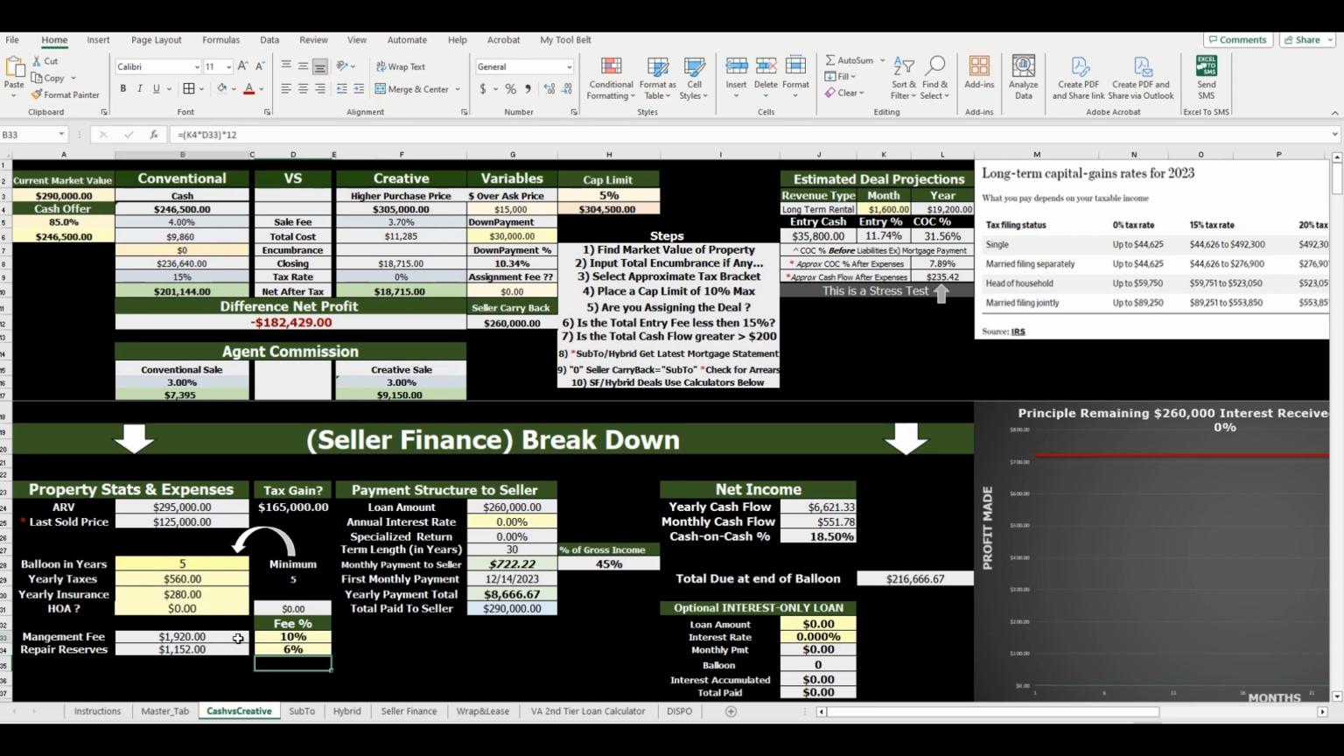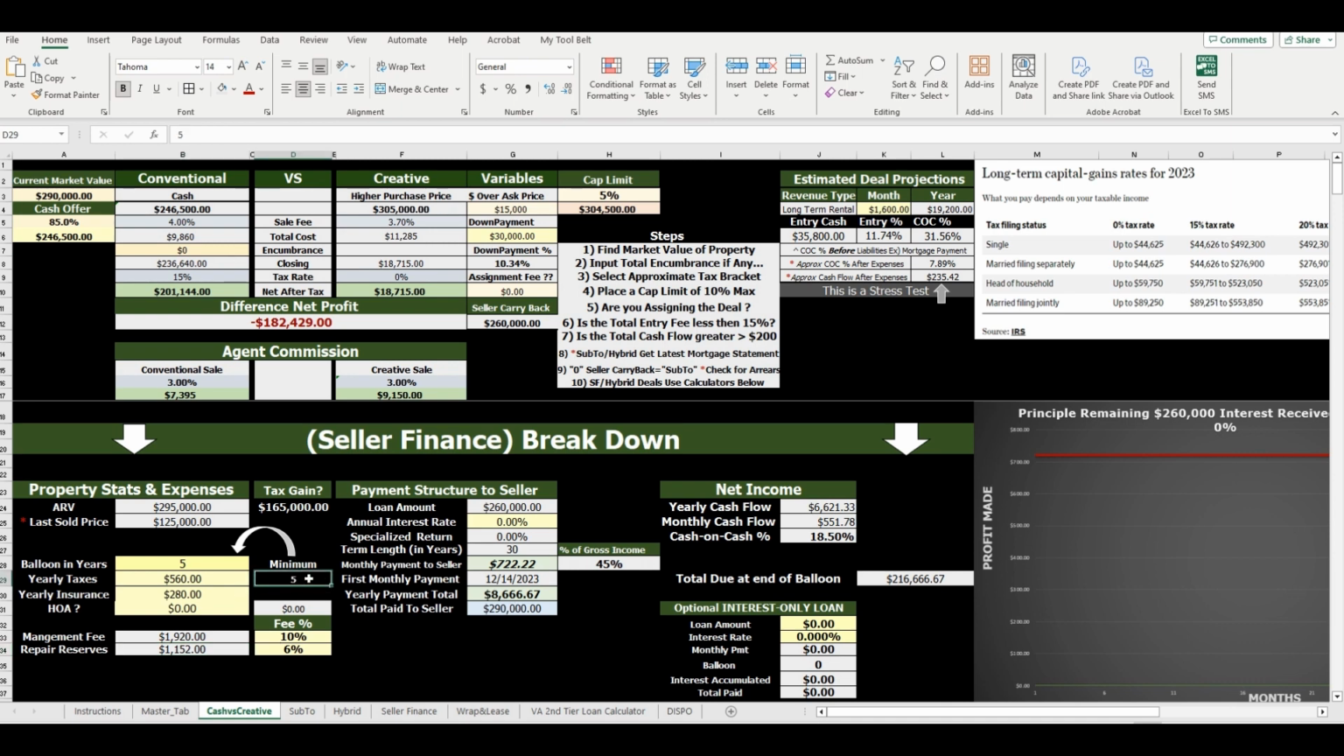And this is going to be the yearly amount that's being pushed to the side in case we need to fix something on the property and also to pay our property manager. How this is being calculated is that it's taking the yearly amount and then it's just taking 10%. Super simple.